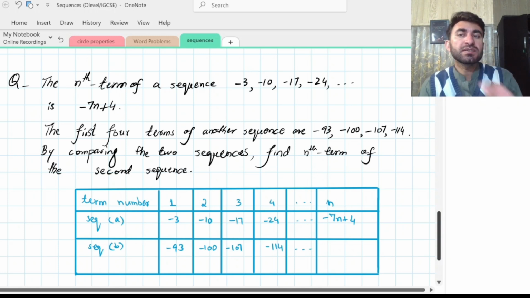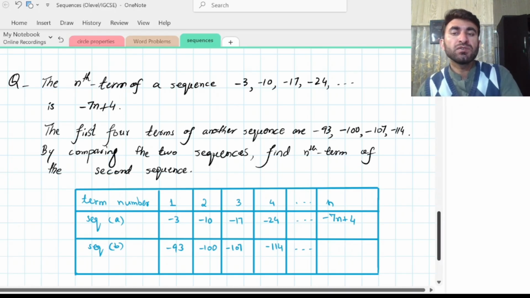So a sequence is given and its nth term is also mentioned. Then it states the first four terms of another sequence are minus 93, minus 100, minus 107, minus 114. By comparing the two sequences, find nth term of the second sequence. So as it stated that we are to compare the two sequences and find the nth term, I have constructed this table below it. It goes for the term number, the sequence A and the sequence B.